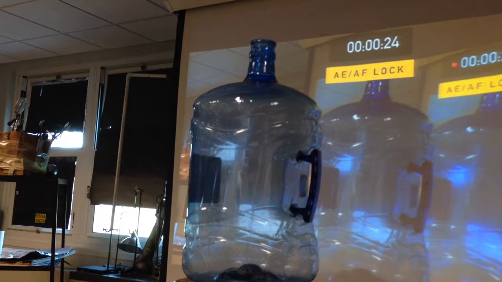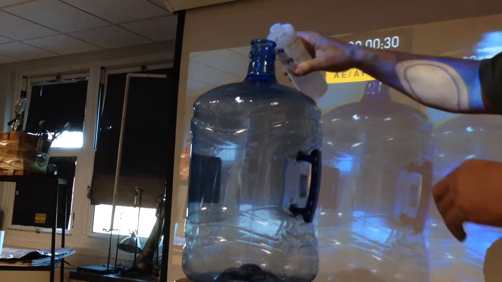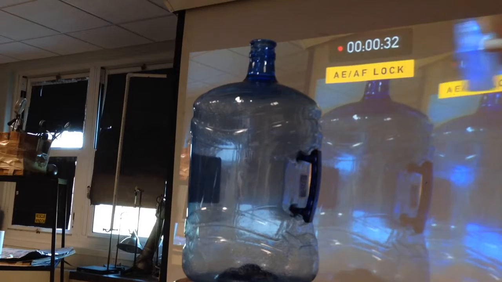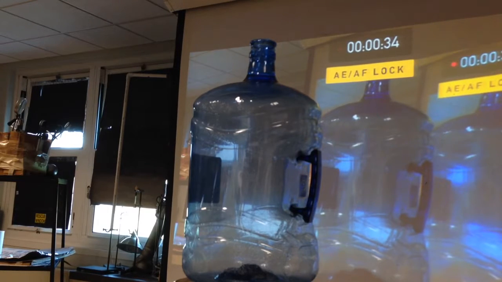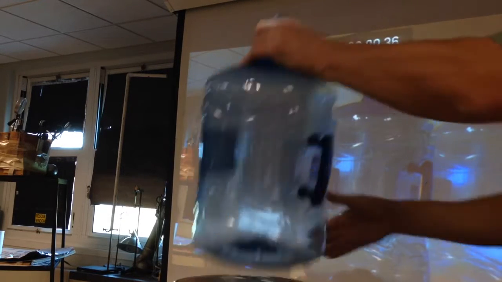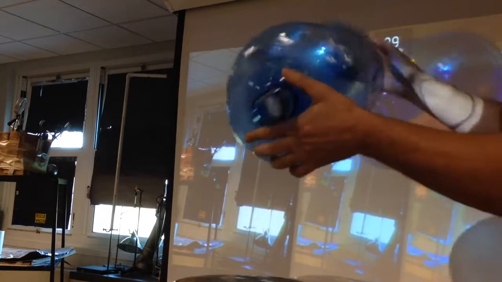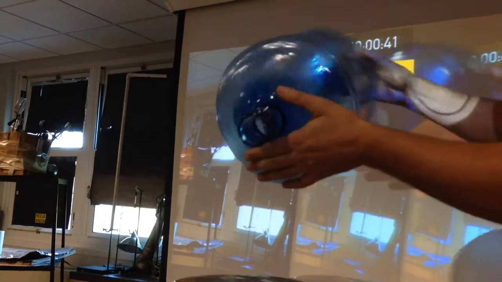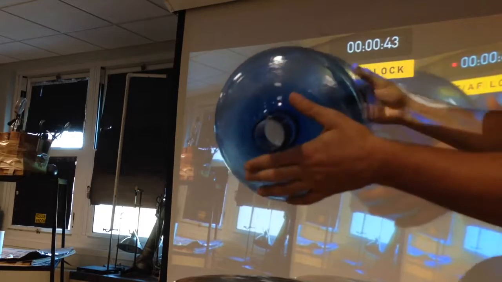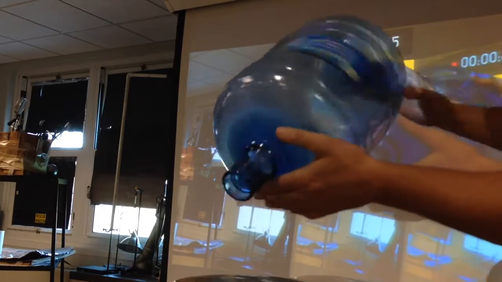So I'm going to start with some methanol. All right. And all I'm going to do is add a little bit of methanol into the container. I'm going to increase the surface area. It's going to feel what temperature? Cold, because evaporation is an endothermic process.